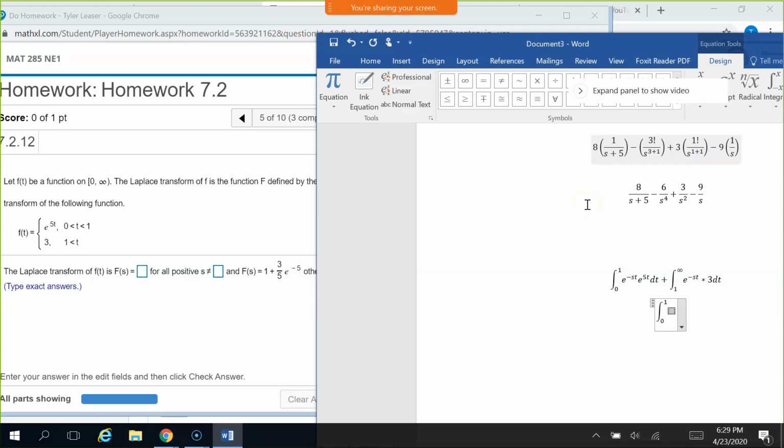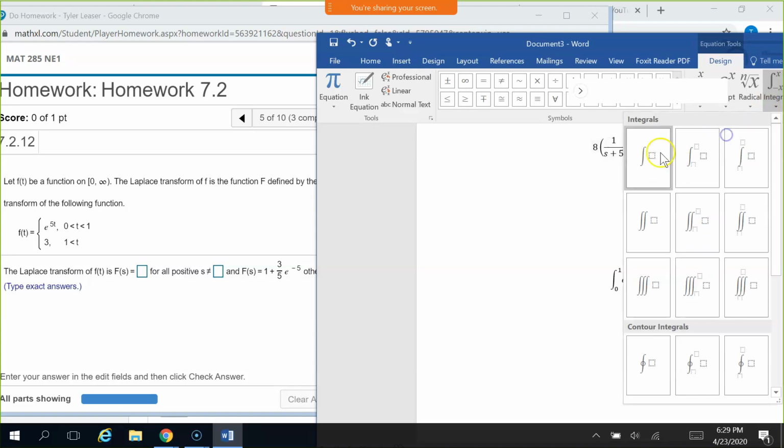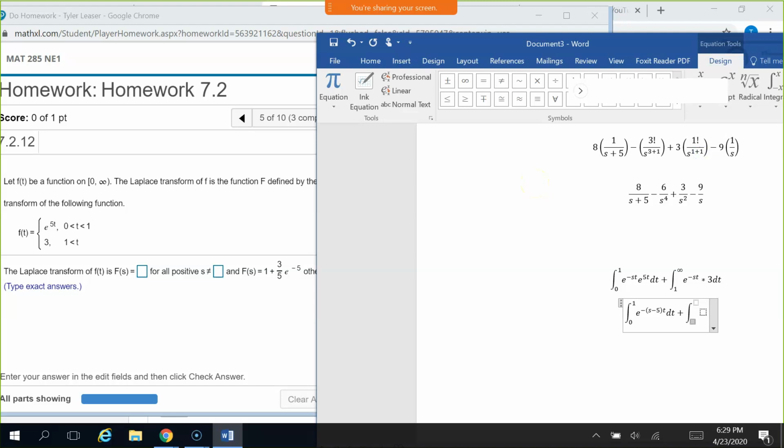So our first integral from 0 to 1, we're going to do that same trick here that we did before. The e to the negative, and that's going to end up being s minus 5t. The second integral, there's not really much we can do there. I'll just leave it. I'll switch the places, but we'll leave it like that. So 3 e to the negative st.